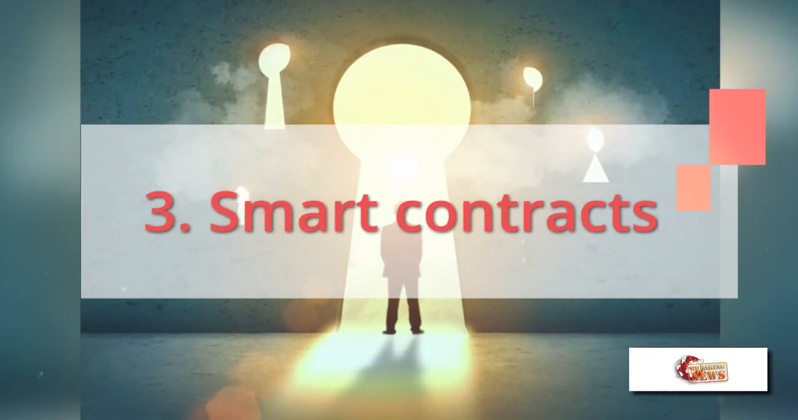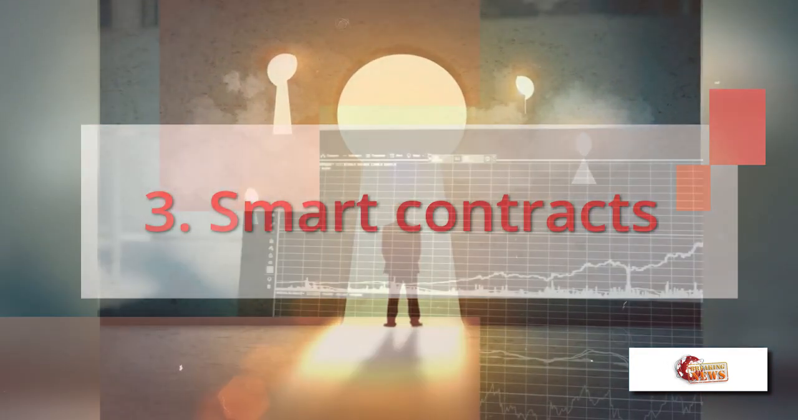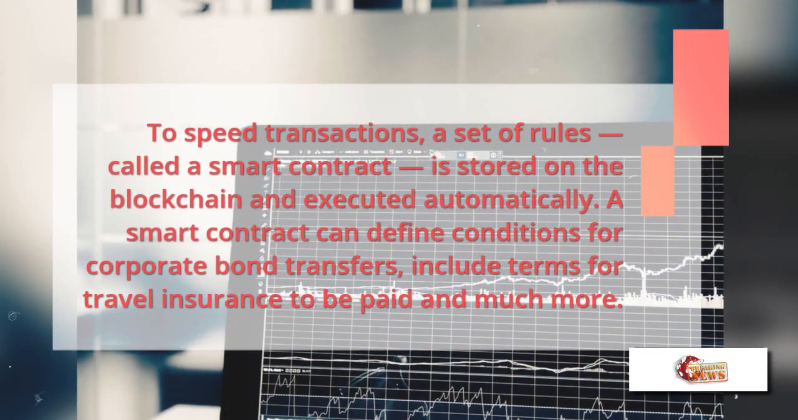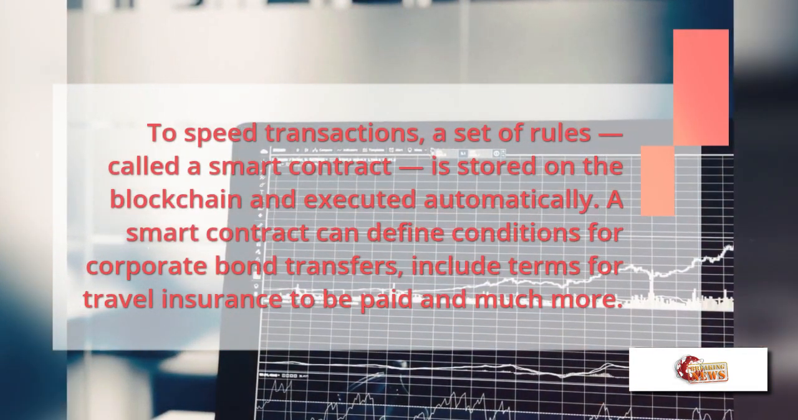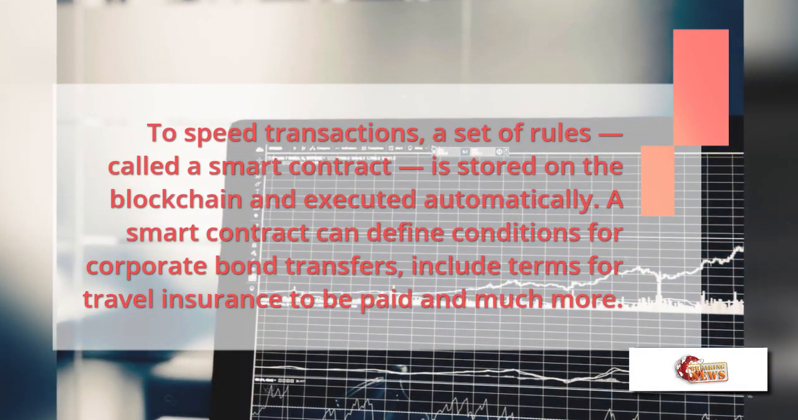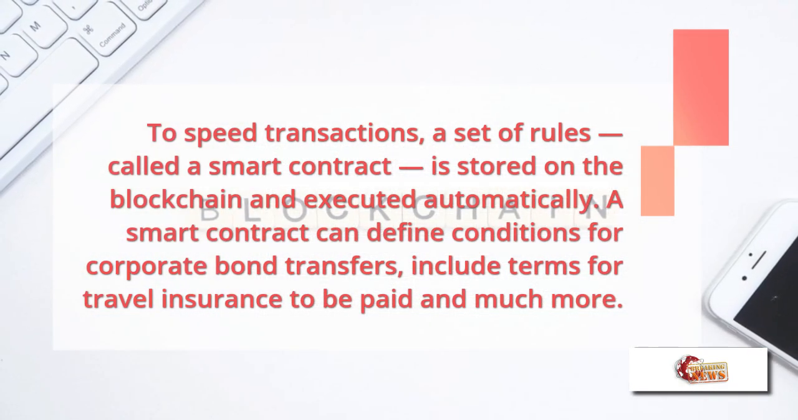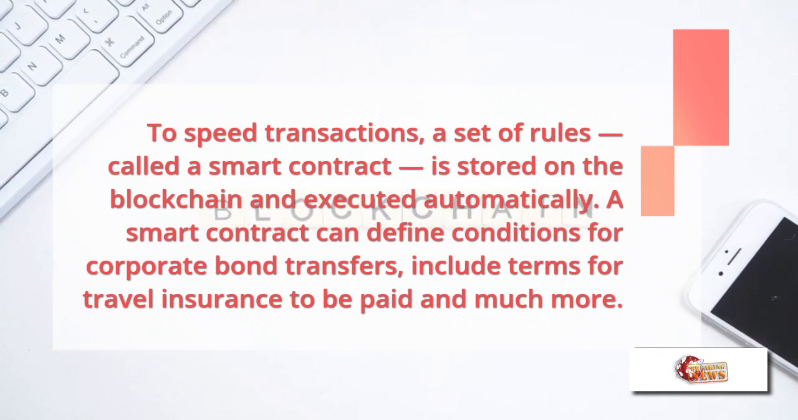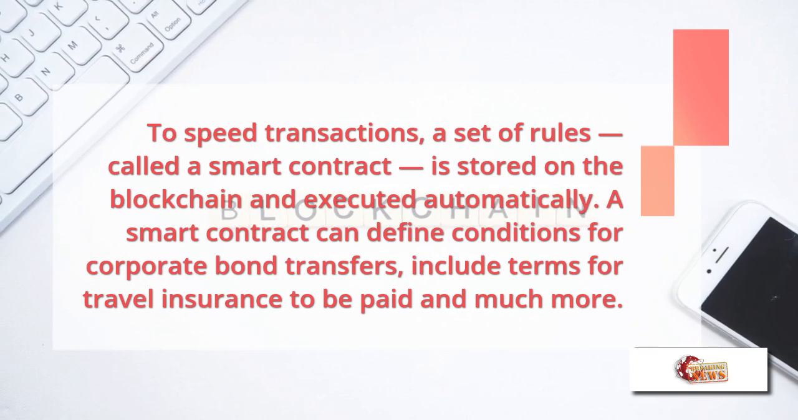3. Smart contracts. To speed transactions, a set of rules, called a smart contract, is stored on the blockchain and executed automatically. A smart contract can define conditions for corporate bond transfers, include terms for travel insurance to be paid, and much more.